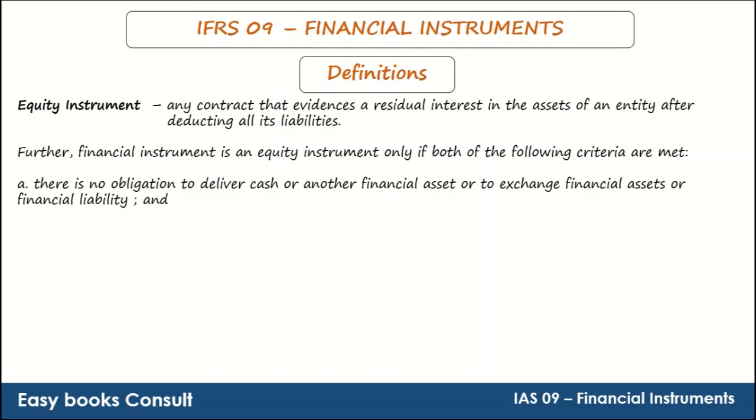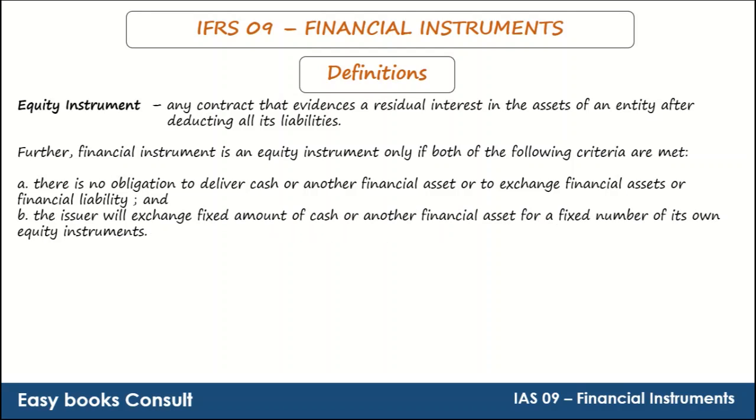Number one, there is no obligation to deliver cash or another financial asset or to exchange financial assets or financial liabilities, and number two, the issuer will exchange fixed amounts of cash or another financial asset for a fixed number of its own equity instruments.